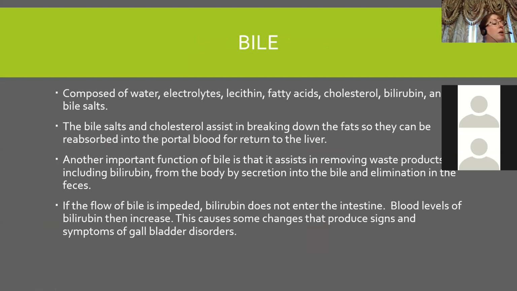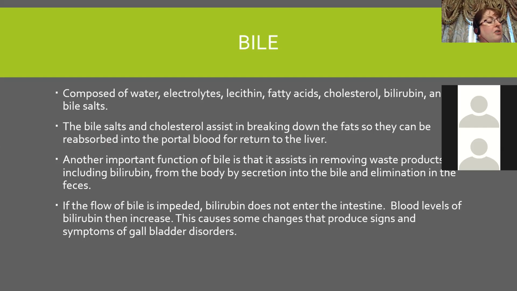When we talk about bile, it's composed of a bunch of things. It has water, electrolytes, lecithin, fatty acids, cholesterol, bilirubin, and bile salts. The bile salts and cholesterol help to break down fats so they can be reabsorbed into the portal blood for return to the liver. Another important function of bile is that it helps remove waste products, like bilirubin, out of the body into the feces.